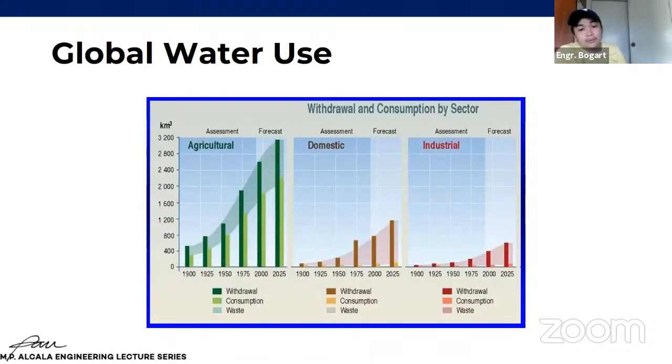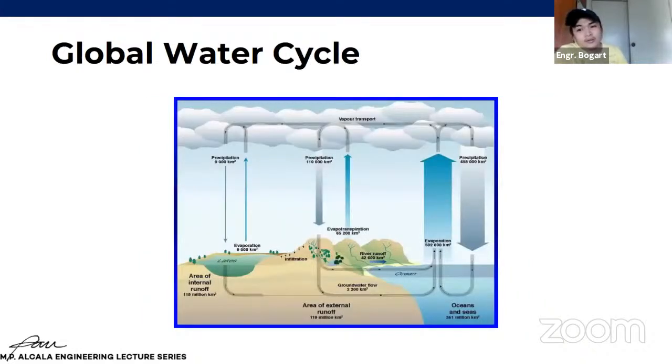And by consumption, maximize pa rin ang agricultural. That's why I wonder why we still import rice. Right? Why we still import vegetables or fruits from other countries if we can maximize our agricultural sector. Okay? The global water cycle. So, you know this already. We will elaborate this further on.